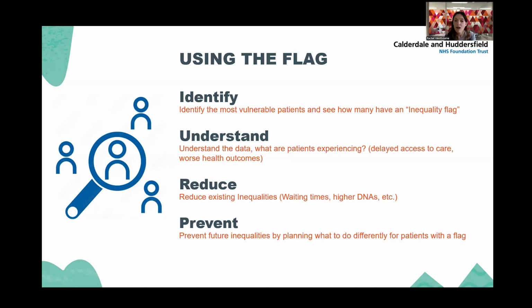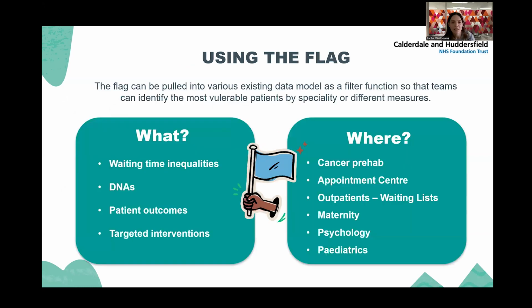So if we note that there are higher waiting times or DNAs for this group, then doing something different about it, and preventing future inequalities by having plans in place for what we might do differently for patients who do have an inequality flag, recognising that they might need a different kind of booking process or enhanced support while they're waiting for care, perhaps. Next slide, please.